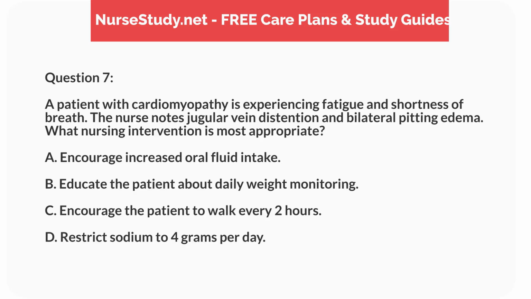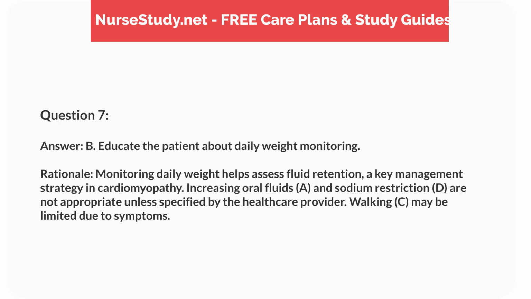Question 7. A patient with cardiomyopathy is experiencing fatigue and shortness of breath. The nurse notes jugular vein distension and bilateral pitting edema. What nursing intervention is most appropriate? A. Encourage increased oral fluid intake. B. Educate the patient about daily weight monitoring. C. Encourage the patient to walk every 2 hours. D. Restrict sodium to 4 grams per day. Answer, B. Educate the patient about daily weight monitoring.